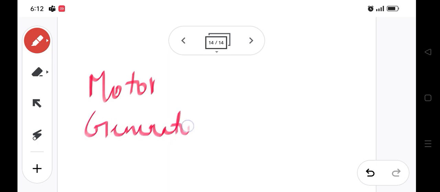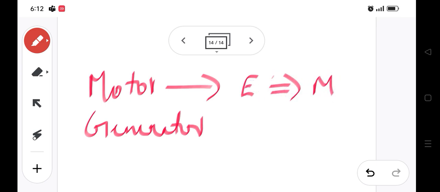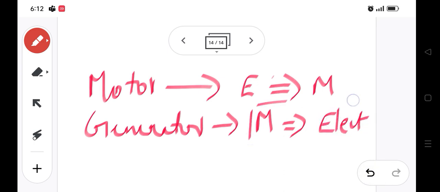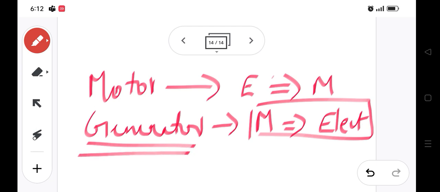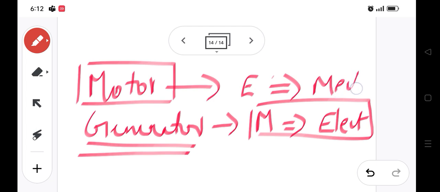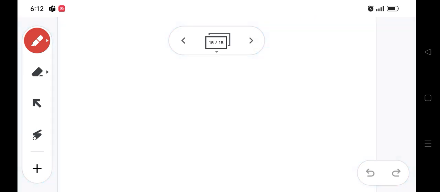So simply, in motor, electrical energy is converted to mechanical energy, and in generator, mechanical energy is converted to electrical energy. That is, electrical energy is generated here in the generator. And in the case of motor, electrical energy is converted to mechanical energy. Okay, so that's all about today's class.